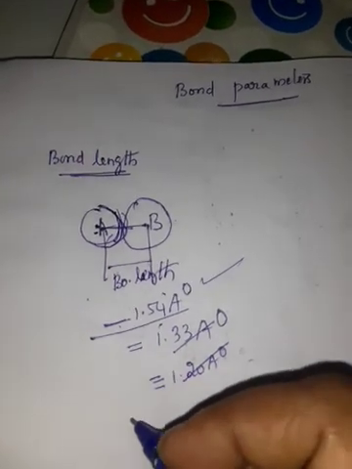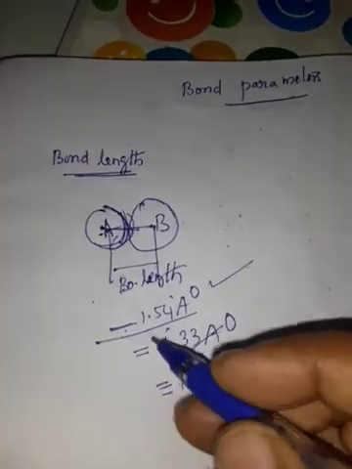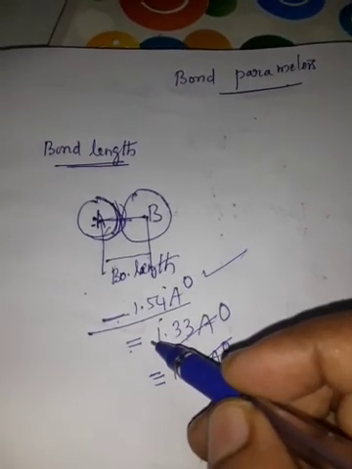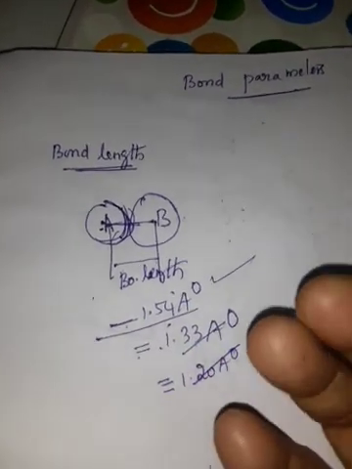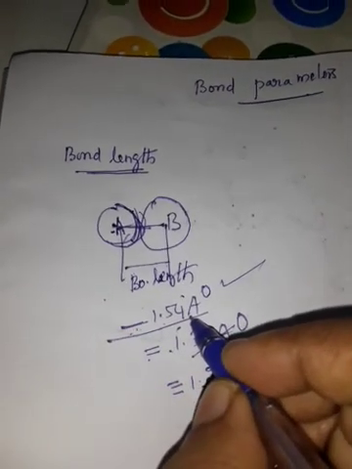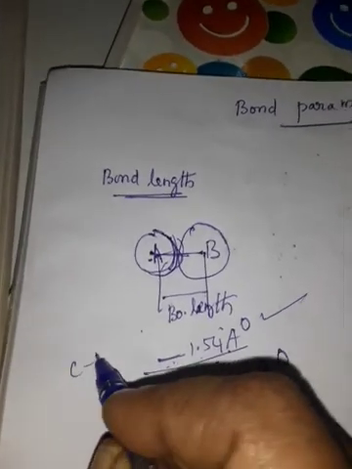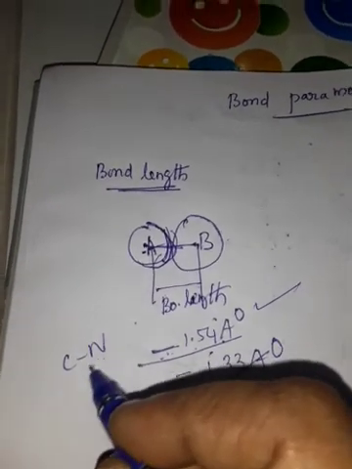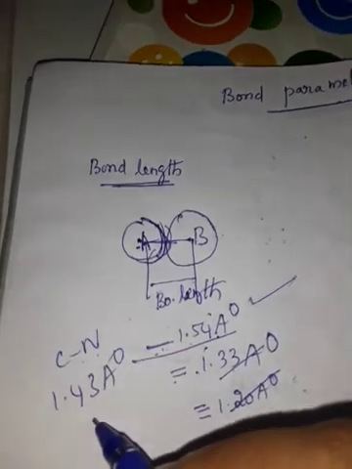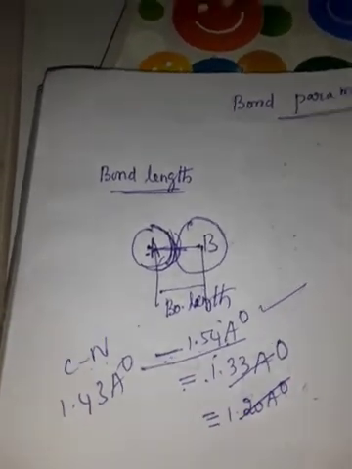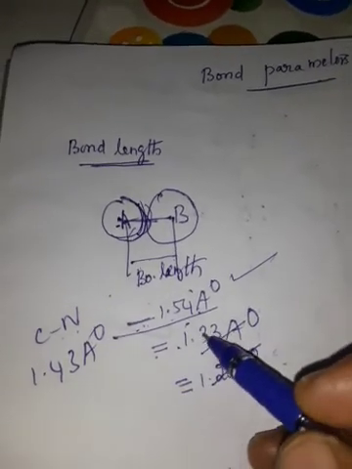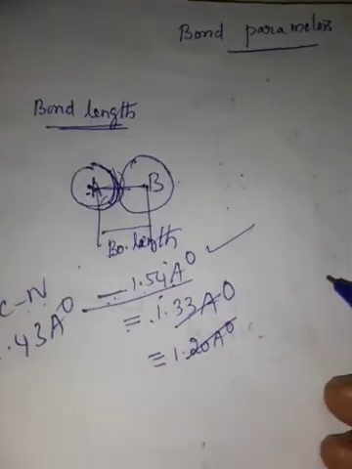So the bond length depends upon the number of bonds between the atoms as well as the size of the atom. Size of the atom means carbon-carbon single bond is 1.54 Angstrom. Carbon-nitrogen, a single bond only, is 1.43 Angstrom. So it depends first on size, then on the number of bonds.